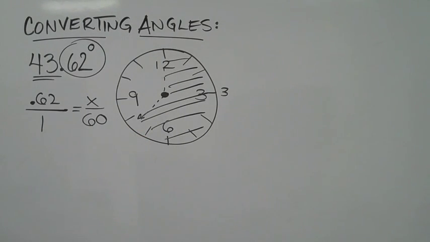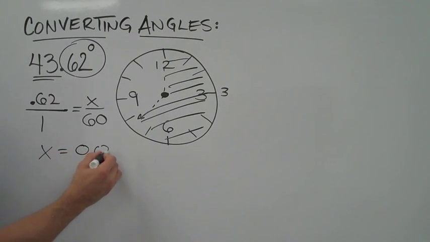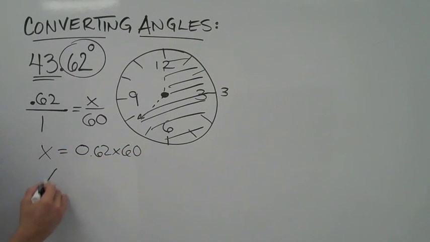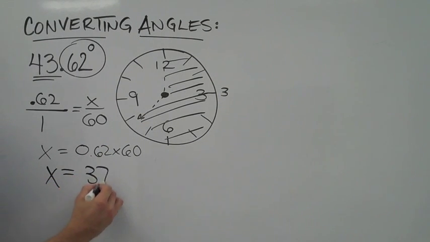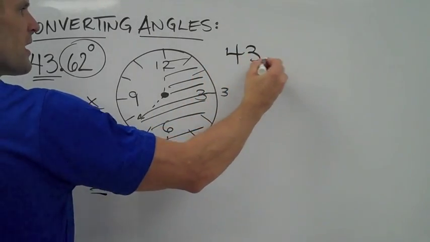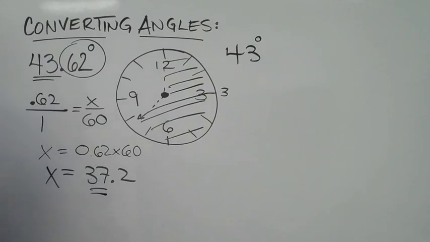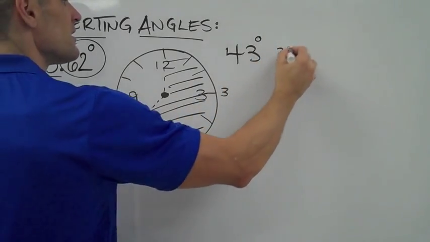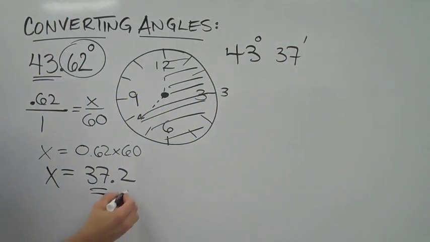Well, how can I tell? I can set up this ratio: 0.62 is to 1 as x is to 60. Cross multiply, and I get x is equal to 0.62 times 60. So x is equal to 37.2. This 37 is the number of minutes. So I can say I have 43 degrees and 37 minutes. But it's 37.2 minutes.